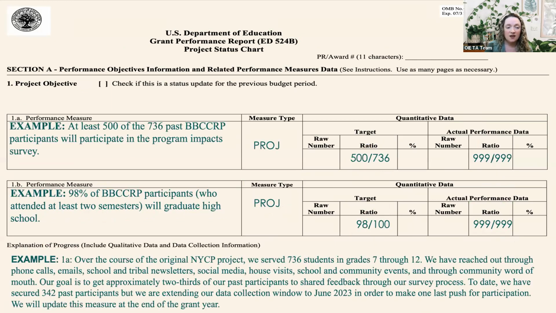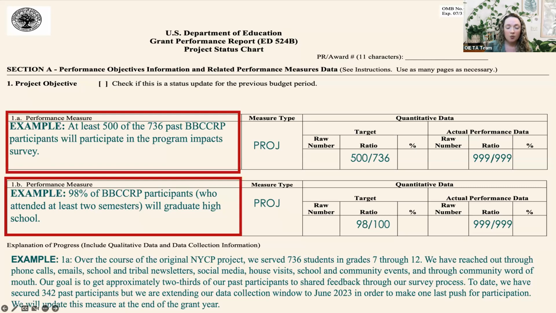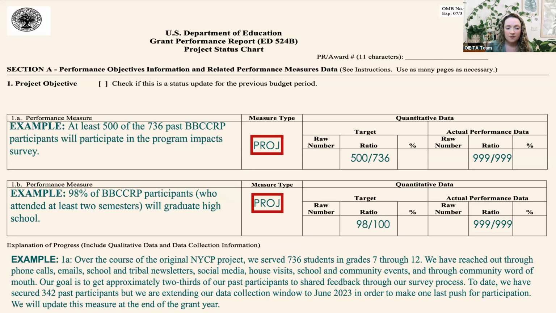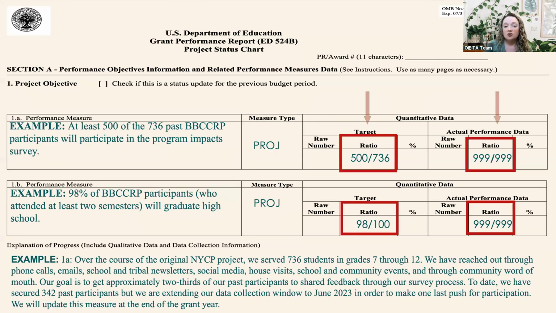All right, now let's look at if we're doing our project measures. So remember, for our project measures, we're using the same wording that we've used in previous reporting periods. We put our project measure wording here in our boxes. We mark them PROJ because they're project. They're specific to our project. And then you'll notice we have a target and we have an actual. We have our goal and what we actually did.